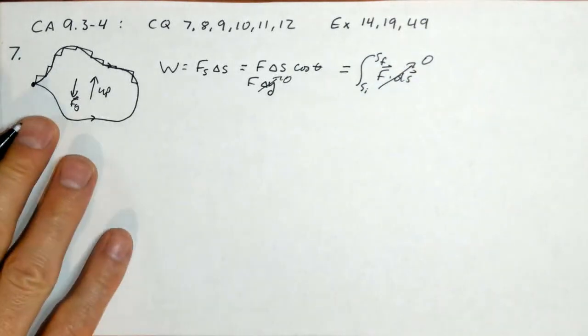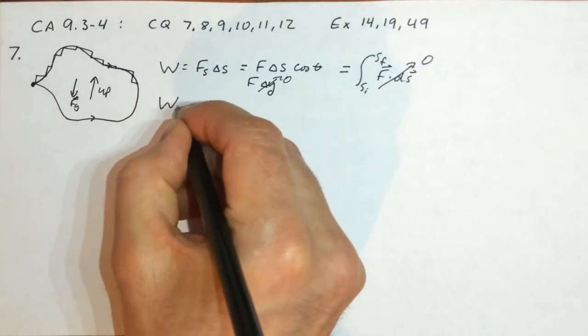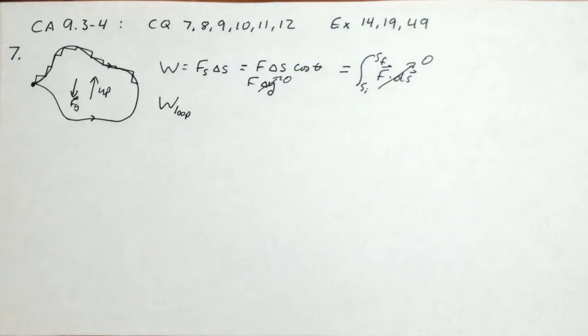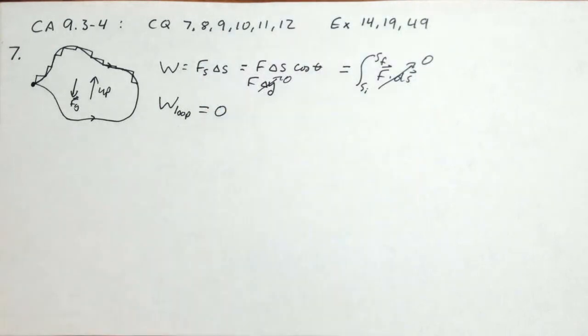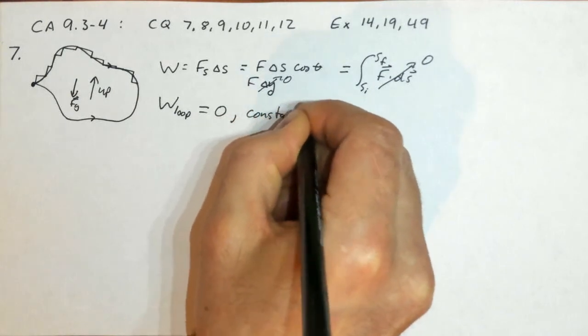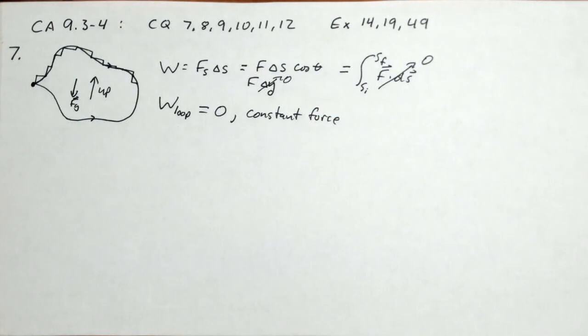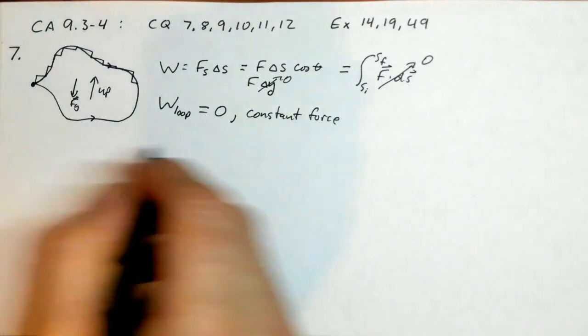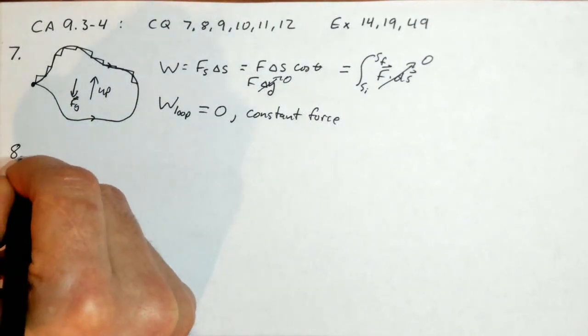So we can use this now as an example to say that work over a closed path, I'll call it a loop, but it doesn't have to be circular, it could be any path where you end up where you started, is always equal to 0. I guess it should say for a constant force. Always equal to 0 for a constant force. Okay, so with that, we've learned something there, applied it to this problem. Now, let's learn some more stuff.